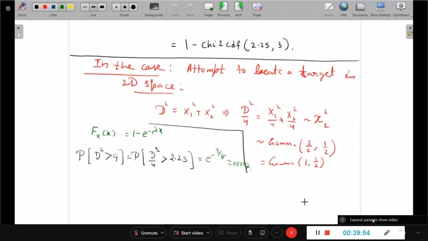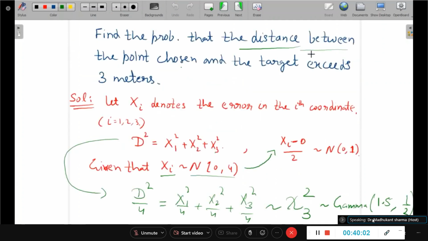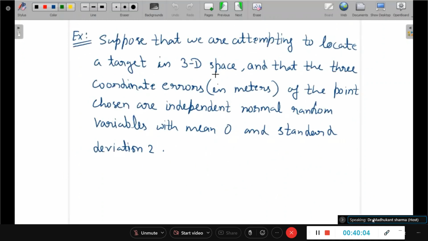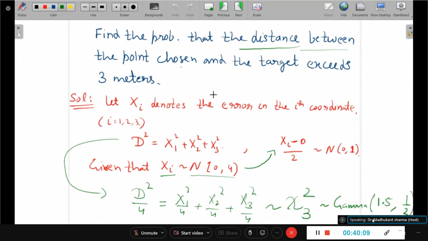Now it's a very special case. If you attempt to locate a target in two-dimensional space, earlier you were in the dimension of 3D space, now you are in two-dimensional space, meaning this coordinate error will not be there. Only two-dimensional space. So you will have a similar formulation. You have chi-square, which will follow the gamma distribution with 2 by 2, that is 1 comma 1 by 2.